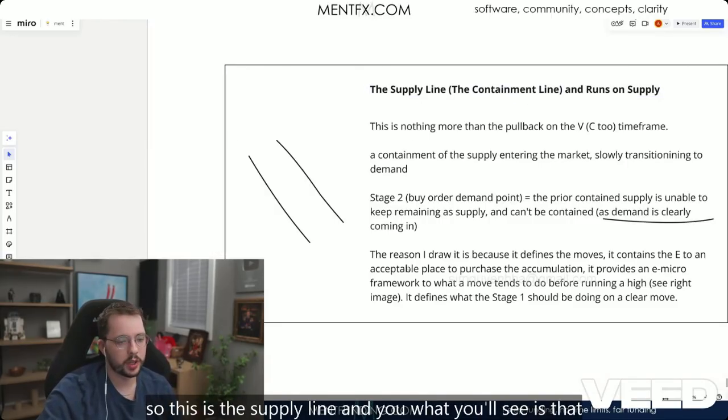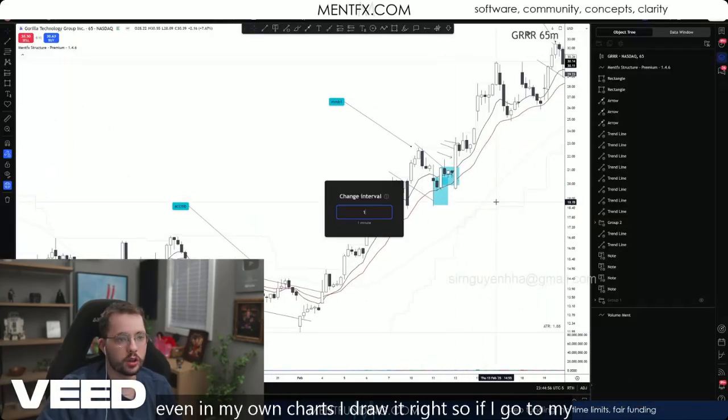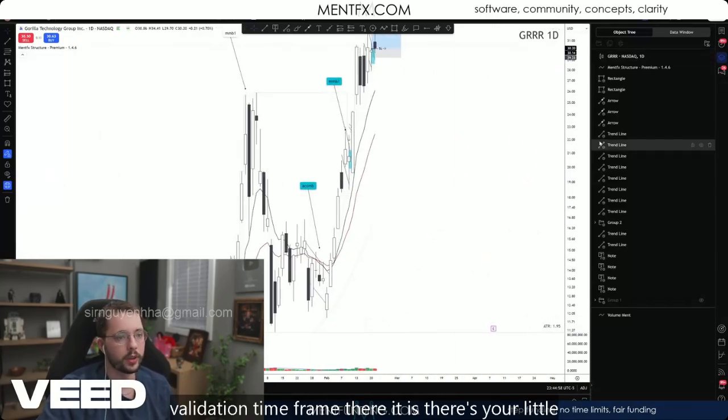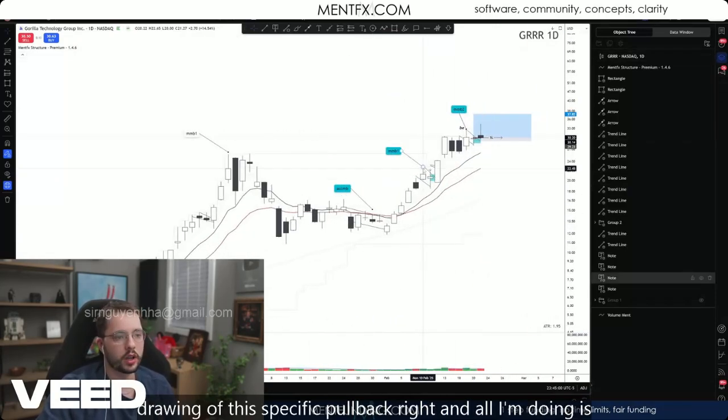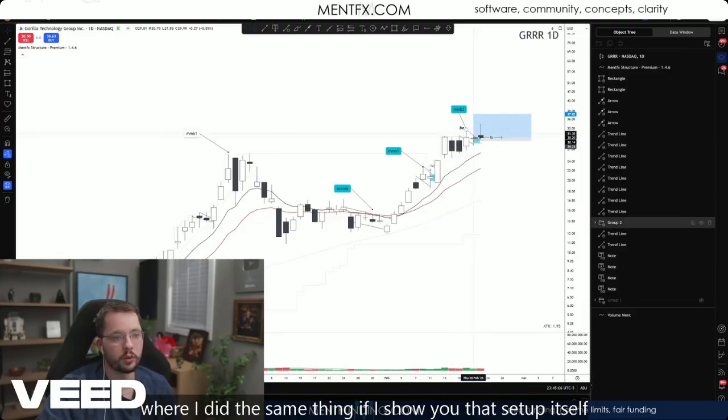Okay, so this is the supply line, and what you'll see is that even in my own charts, I draw it, right? So if I go to my validation time frame, there it is. There's your little drawing of this specific pullback, right? And all I'm doing is I'm putting the lines on it. You can see I even had one here where I did the same thing.